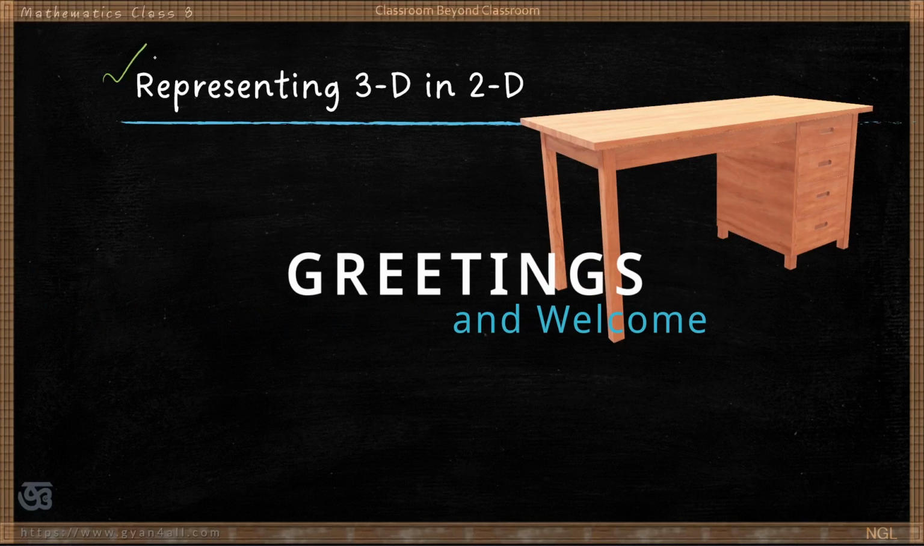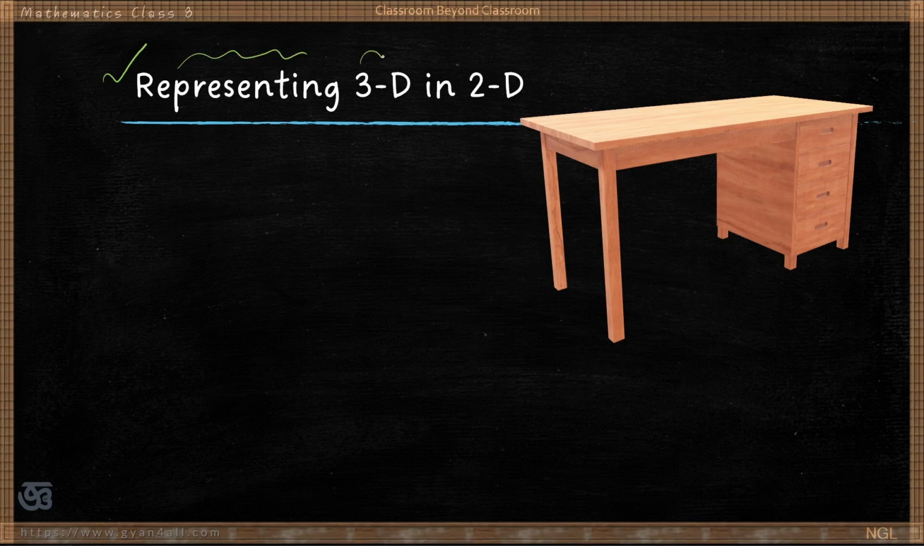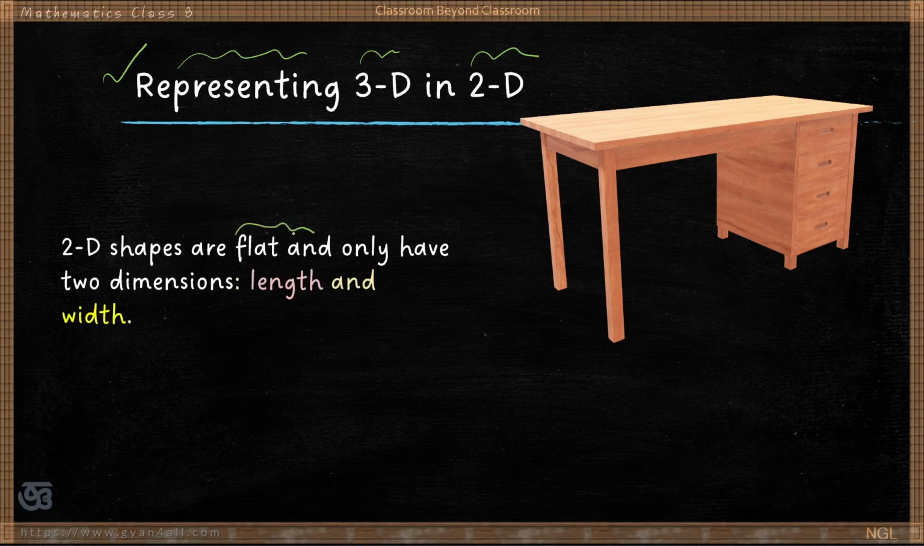Hello and welcome. Representing 3D in 2D. 3D means 3 dimensions and 2D means 2 dimensions. A 2D shape is a flat shape and it has only 2 dimensions, length and width.